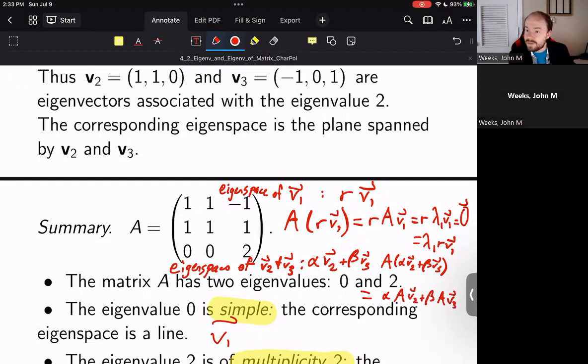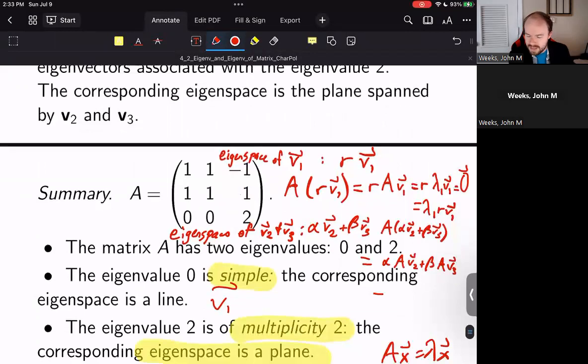Now, Av2 and Av3, since v2 and v3 are eigenvectors, this is going to be alpha lambda 2 v2 plus beta lambda 2 v3. Lambda 2 just meaning the second eigenvalue, the one associated to this eigenspace. Finally, I can go ahead and factor the lambda 2 out, and I'm left with the original vector that I had over here. So any vector inside of this eigenspace is also an eigenvector for us over here.